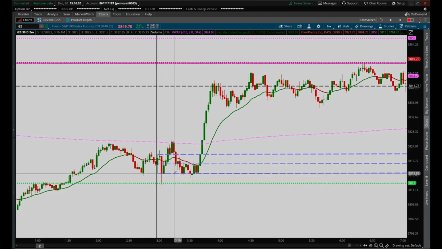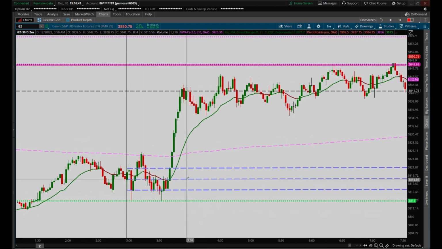I'm not purely going off of this or any one thing, but I'm basically saying if two or more things confluence with what I'm looking at, that gives me that much more confidence to go and enter the trade. So that's what I do around that.